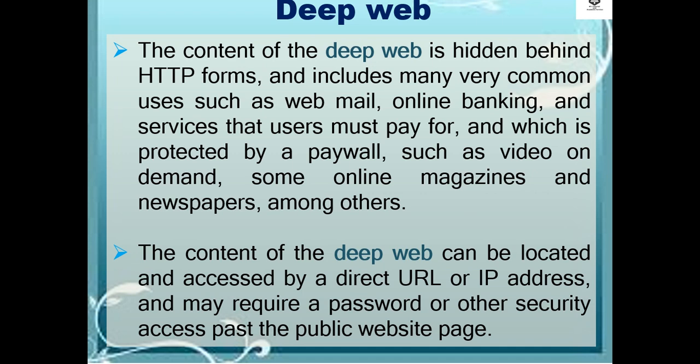The content of the deep web is hidden behind HTTP forms and includes many very common uses such as webmail, online banking, and services that users must pay for, and which are protected by a paywall, such as video on demand, some online magazines, and newspapers, among others. The content of the deep web can be located and accessed by a direct URL or IP address and may require a password or other security access past the public website page.